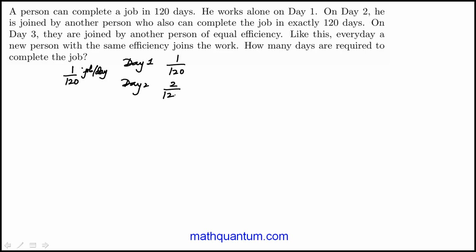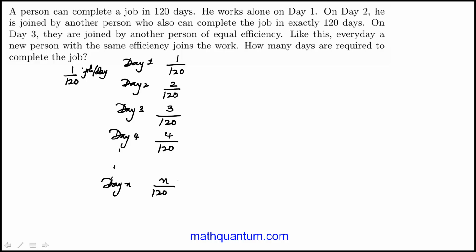So they will do this fraction of a job. And then day 3 would be another person, so the rate would be 3 times. They would do 3/20. And then day 4 is 4/20. And so you can see the question is how many days are required. So if, let's say, day n, they would do n/20th of a job.